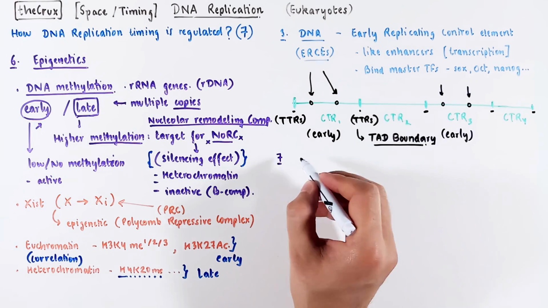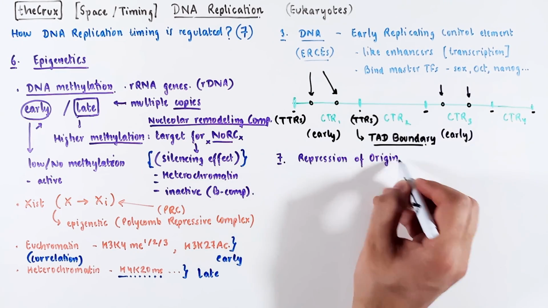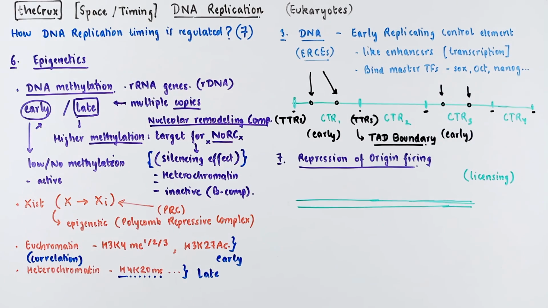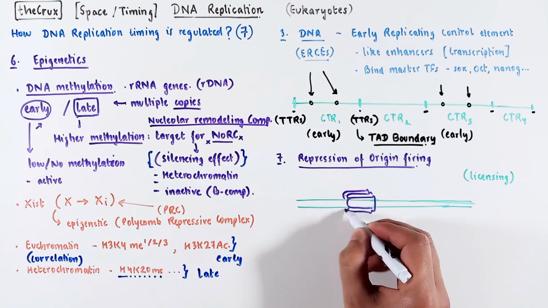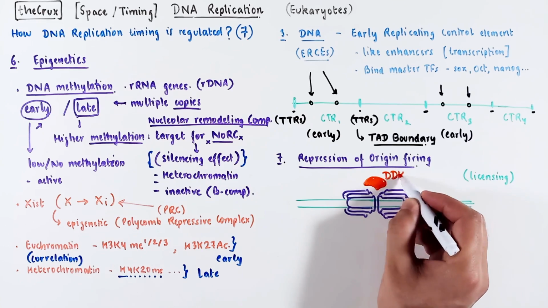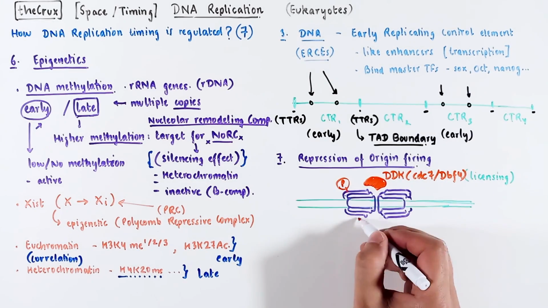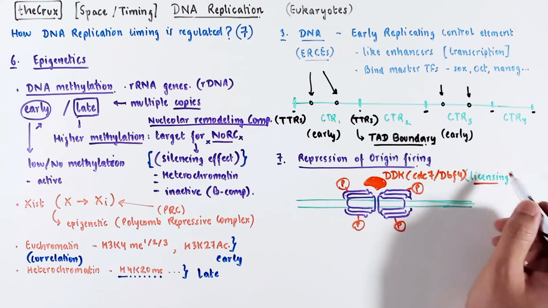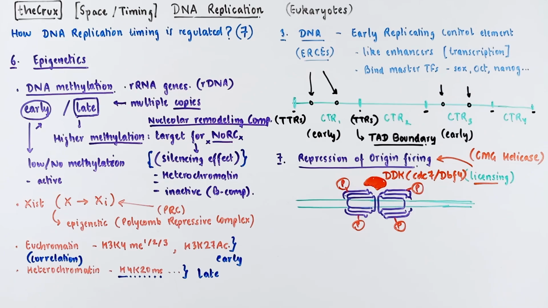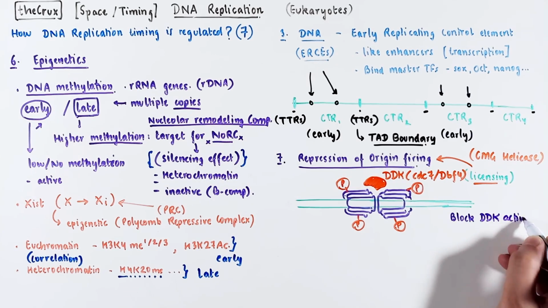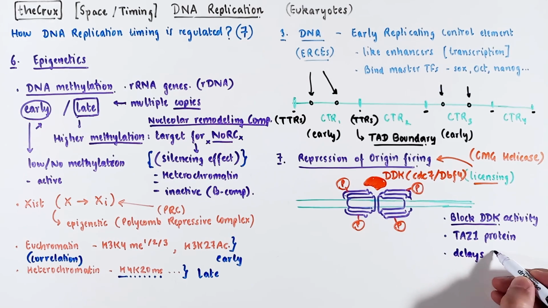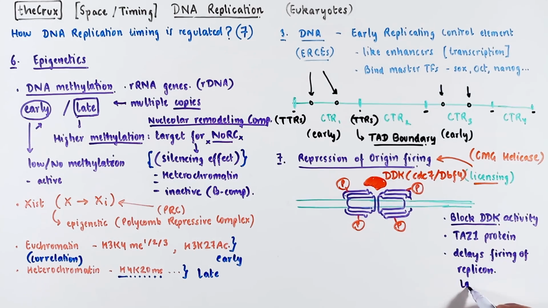Alright, the last point is about controlling the origin firing directly. We saw in the initiation of replication videos that licensed origins contain a double hexamer of helicase in the late G1 phase. And then firing starts when a DDK complex comes in and phosphorylates the double hexamer. And then the licensed origin assembles into a CMG helicase. A simple way to stop this is to have a blocker of DDK activity, and TAS1 proteins do that, which delays the firing of the licensed origin, and you get a late CTR.